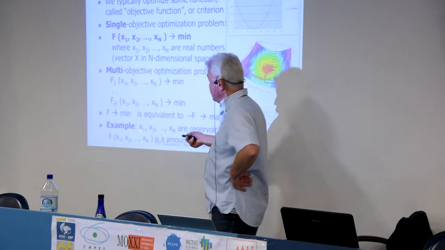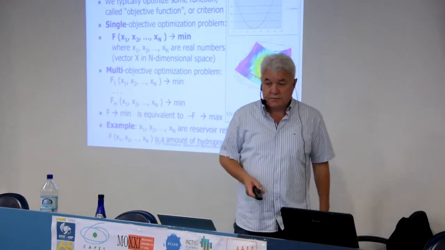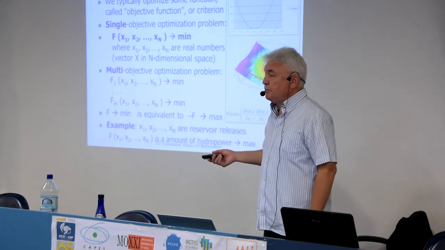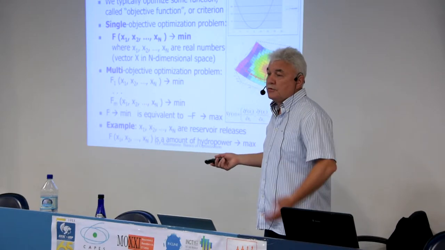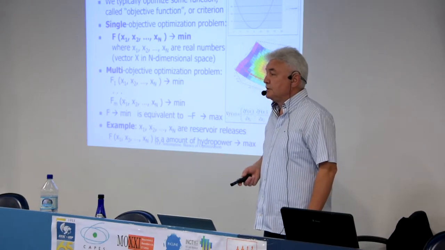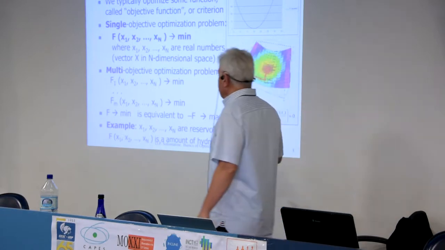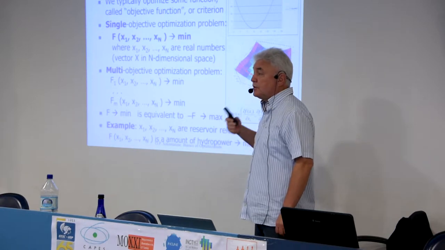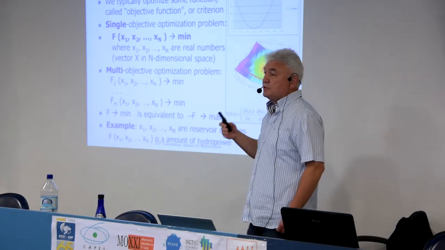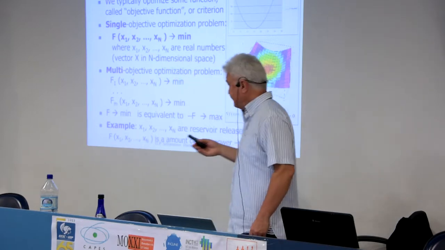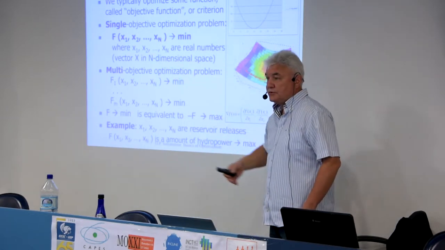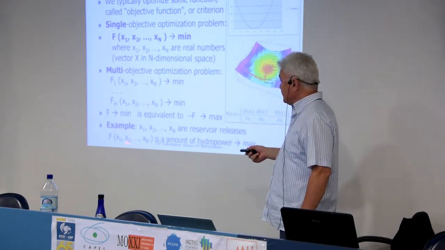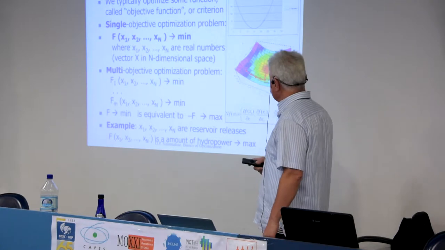Why can you not say, "Release as much water as possible every day, and then you generate maximum power"? Yes, true, but you will run out of water soon, so the reservoir would be empty. So the problem is not that trivial; you would have some constraints on these releases. You cannot release more than a certain amount. Sometimes you cannot release less than a certain amount because you need ecological flow in the river downstream. So there are also constraints around this problem, so it's not that easy to pose this problem.